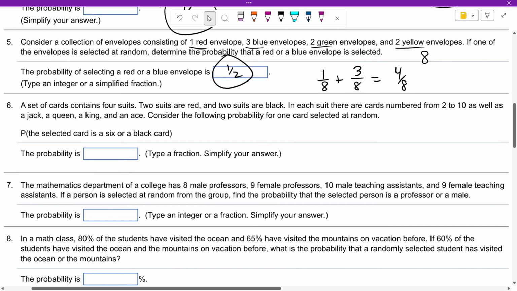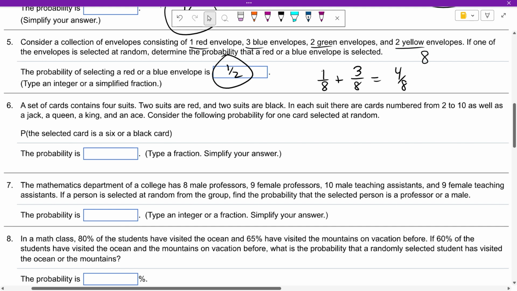Okay, how many cards are there in a deck of cards? 52. You have 2 suits that are red, hearts and diamonds, and 2 suits that are black, clubs and spades. Each suit is numbered 2 to 10 and has a jack, king, queen, and ace. Okay? What's the probability of selecting a card that is a 6 or a black card?